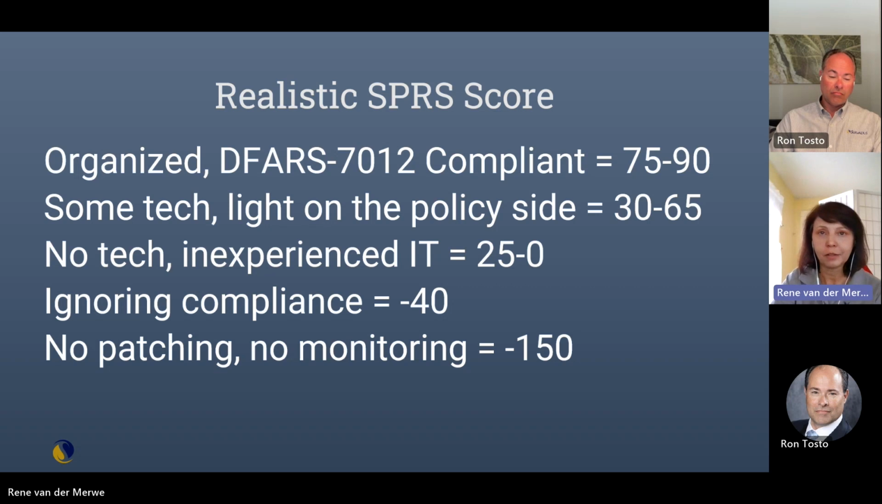If you have some technology but are a little sparse on the policy side, you can find yourself in the 30 to 65 point range. If you have very little technology and an inexperienced or non-existent IT team, you are going to have a pretty low score of about 25 to 0. If you've mostly ignored compliance and regulatory requirements, you will be around -40. Lastly, if you have no vulnerability patching, no monitoring, no Active Directory structure running, it's going to be -150 or lower.